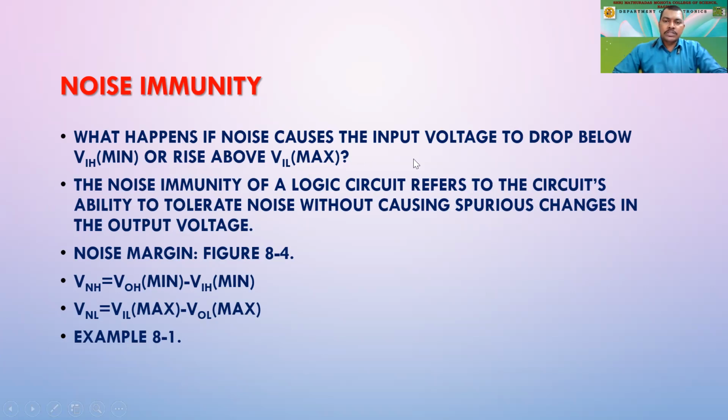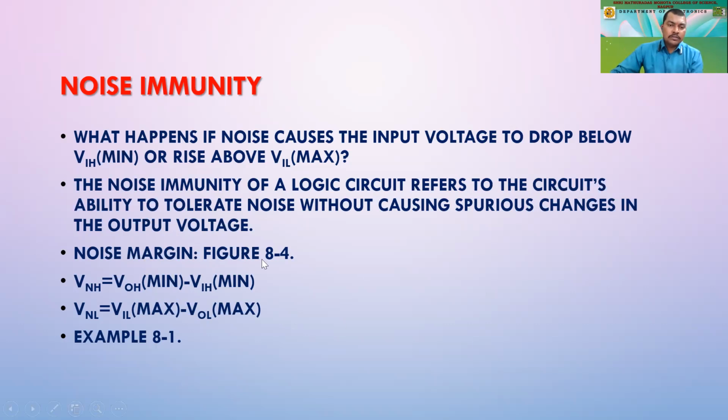So what happens if noise causes the input voltage to drop below VIH min or rise above VIL max? Sometimes it may decrease to VIH min or increase to that. The noise immunity of a logic circuit refers to the circuit's ability to tolerate noise without causing spurious changes in the output voltage. If I have given a low input to the gate, then by taking the noise, the gate might consider it as a high. So we should have gates which are immune to this type of noise.